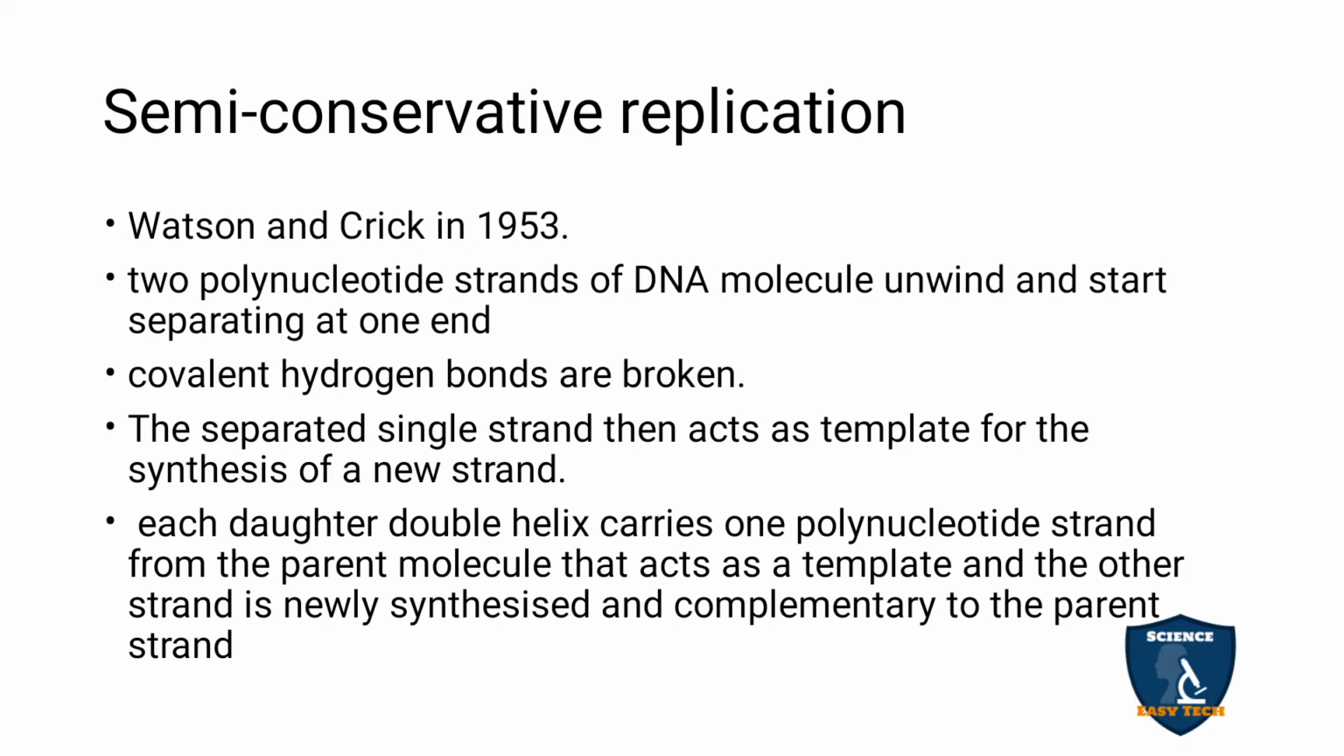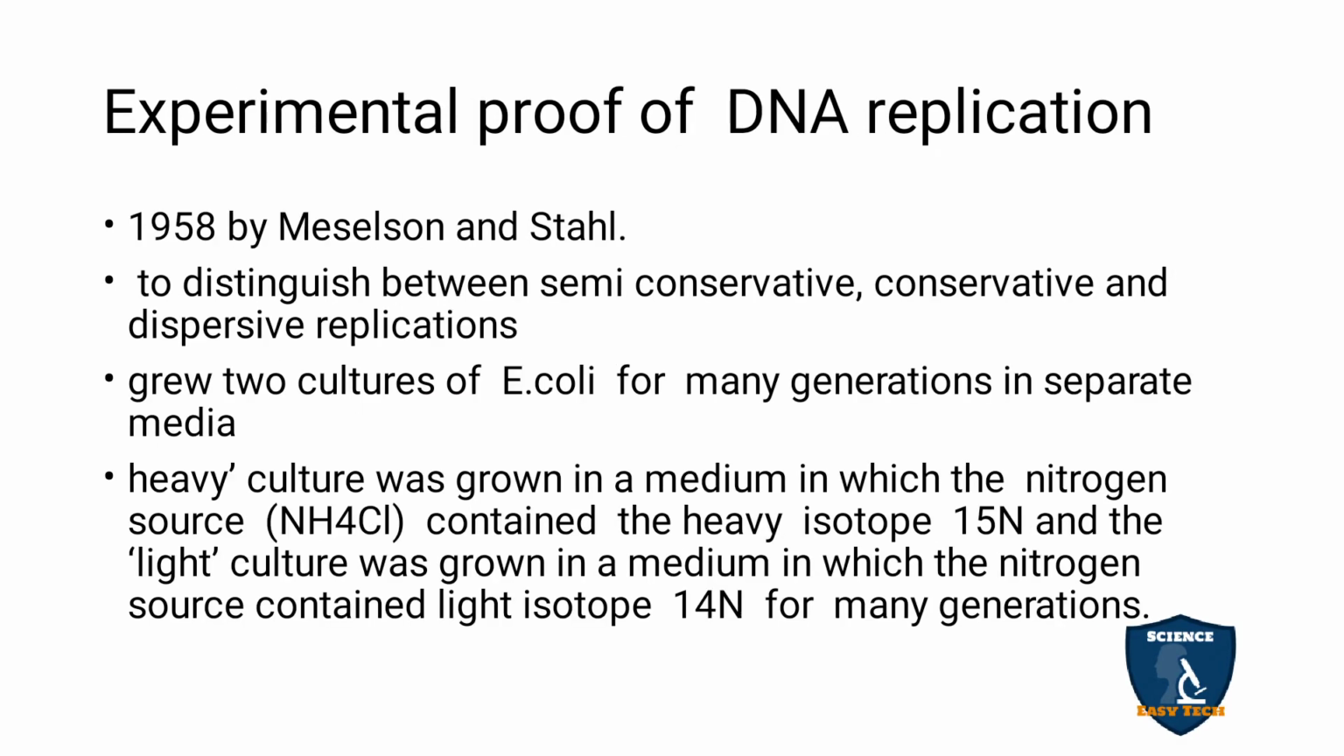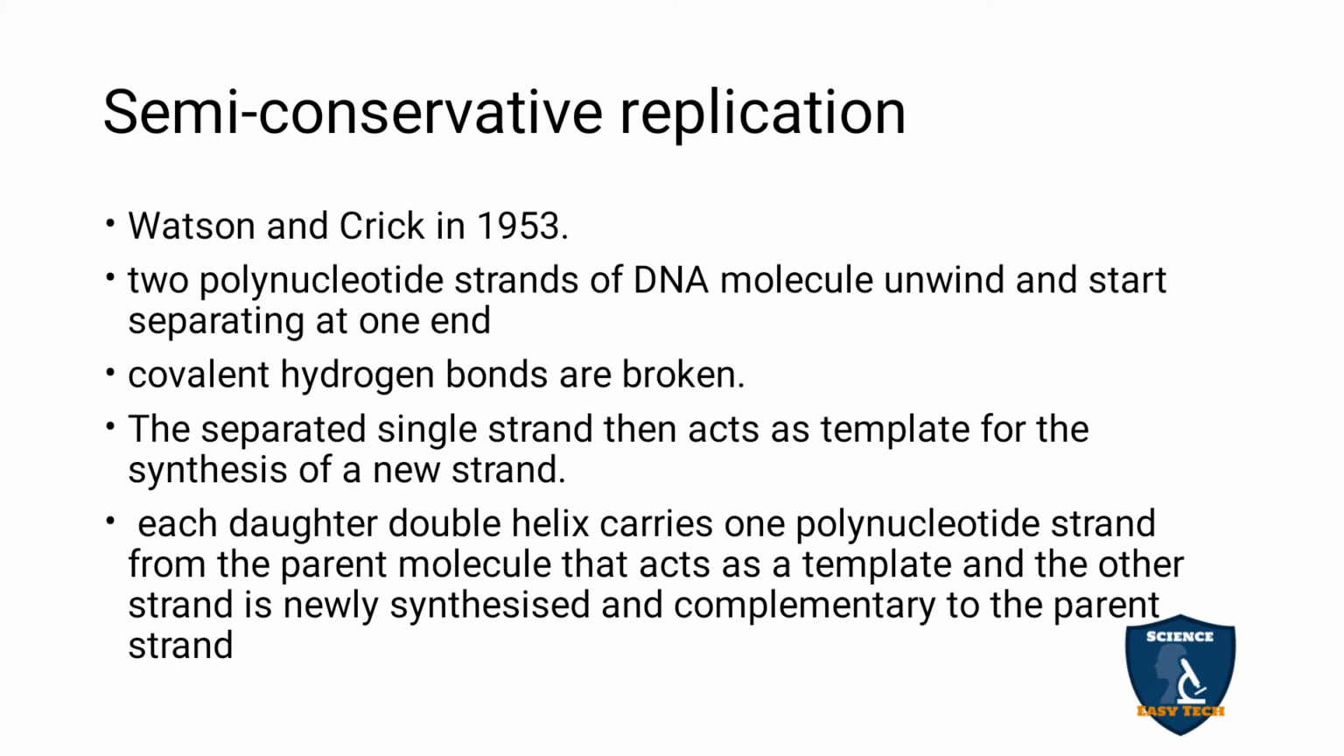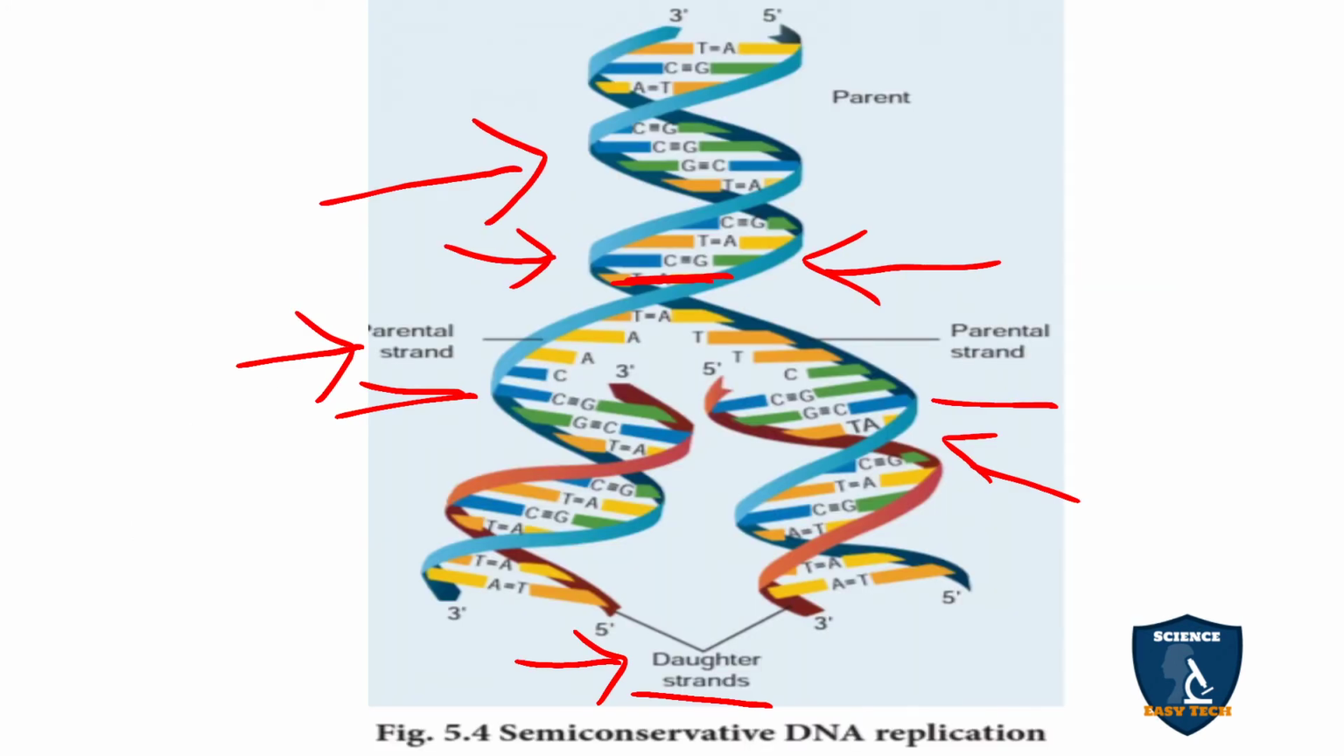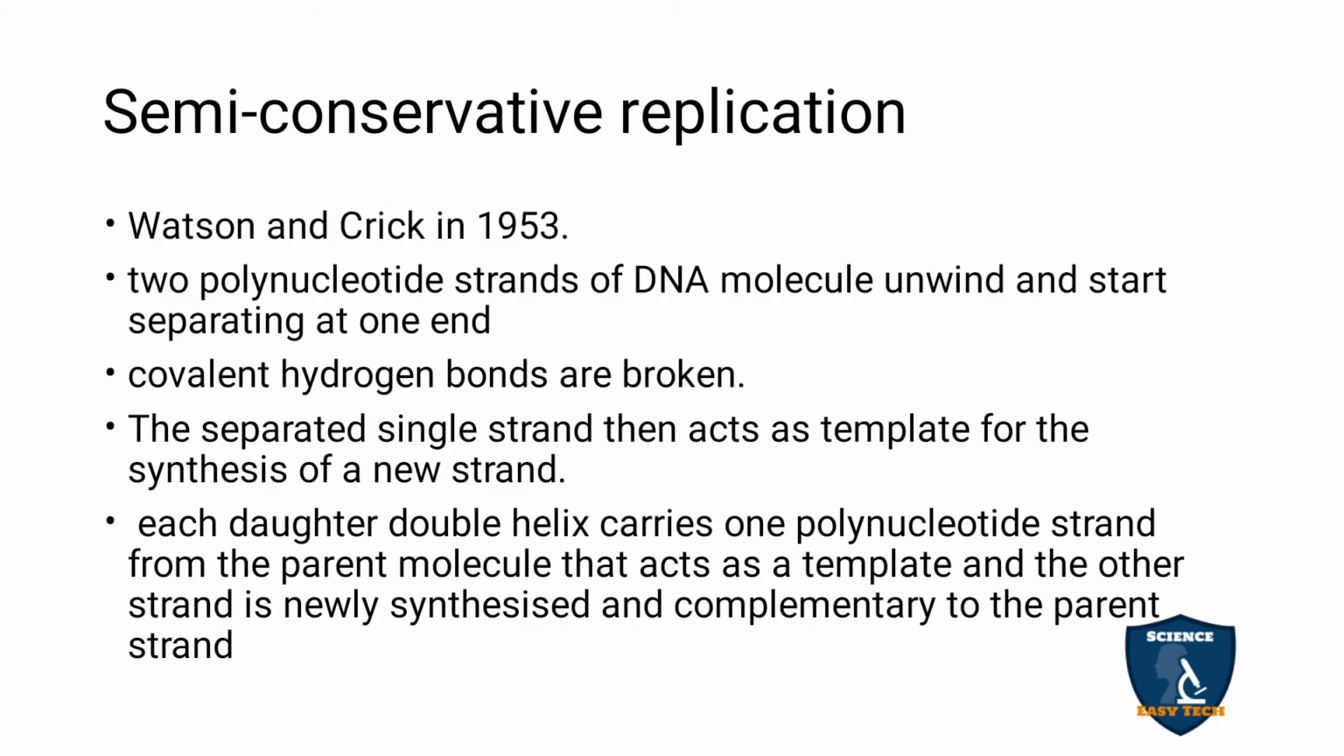After they are separated, the parental strand acts as a template, and a newly formed daughter strand is formed with the help of RNA primer. That means one is the parental strand and the other is the daughter strand. One is the original strand and only one is formed newly. The newly formed one is complementary to the parental strand. So that is called the semi-conservative method of replication.